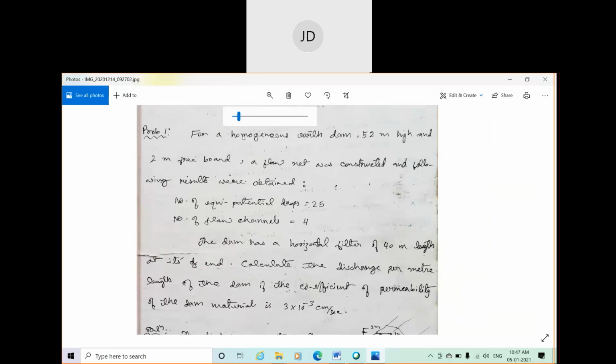So here, this is a problem. The problem statement is given as: for a homogeneous earth dam 52-meter high, that is, height is given as 52-meter, and having 2-meter freeboard. That means from the full reservoir level, the top face of the dam has an extended height of 2-meter.